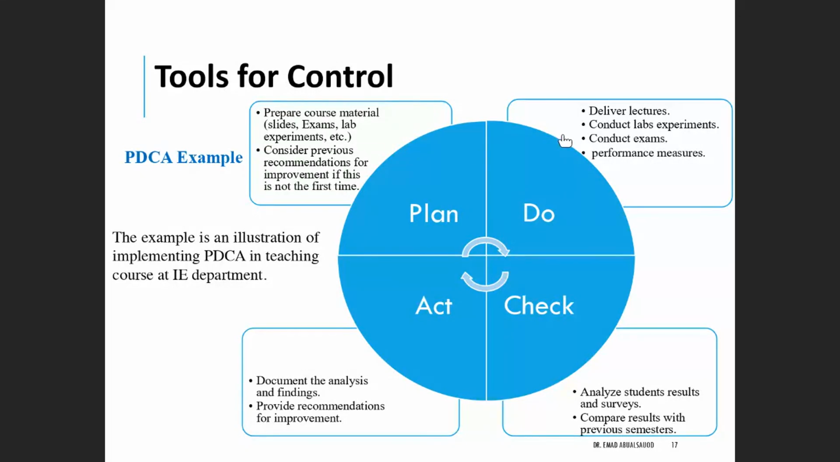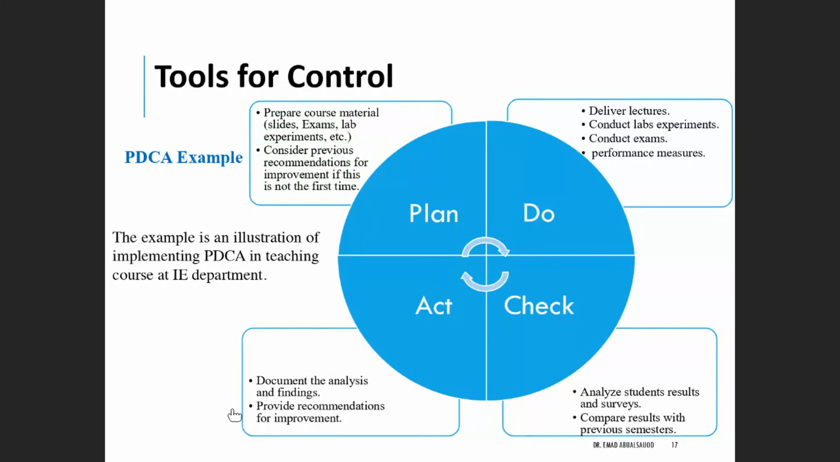For the do, you deliver the lecture as you have planned for it. You conduct the lab experiment as you planned for it, and the same for the exams, and you collect the performance measures for those students' achievements and students' performance in the class. And then in the check, you analyze the students' results and you compare these results with the previous semesters, and you see how the performance of your students is. And then in the act, you document this analysis and findings, and also you provide recommendations to improve the students' performance in the coming semester based on the current semester results.